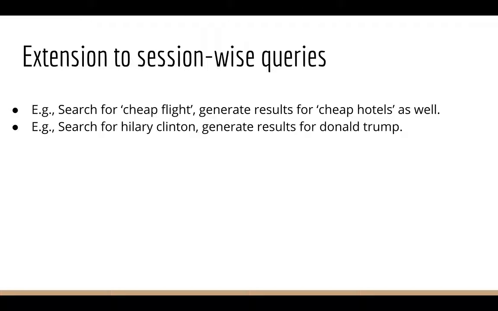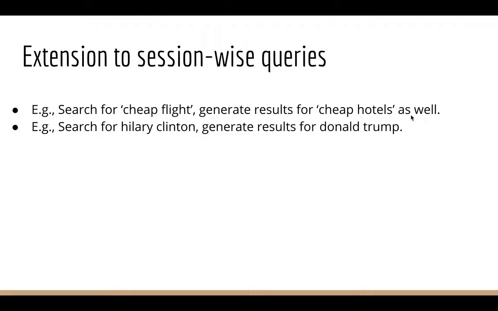We implemented the basic iterative Rocchio algorithm, and we are trying different ways to modify it. Another extension is to extend the idea to session-wise queries, as indicated in the proposal presentation, as indicated by Professor Zhai and Chase. For example, if we search for a query like cheap flight, we can generate results for cheap hotels as well.